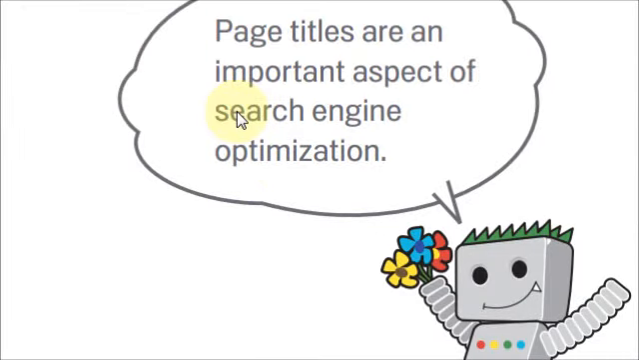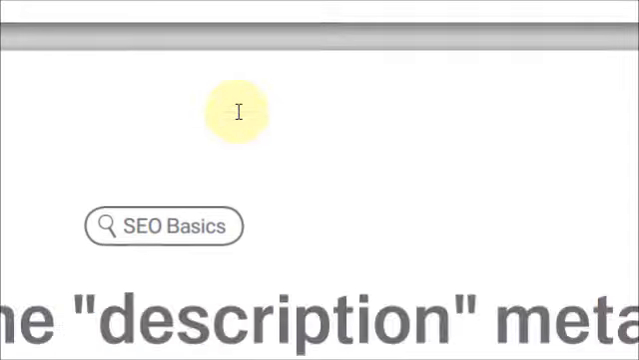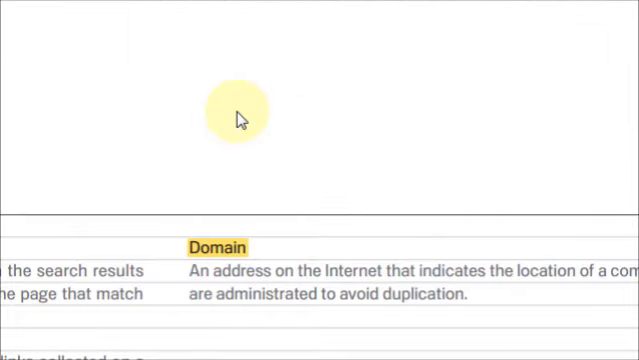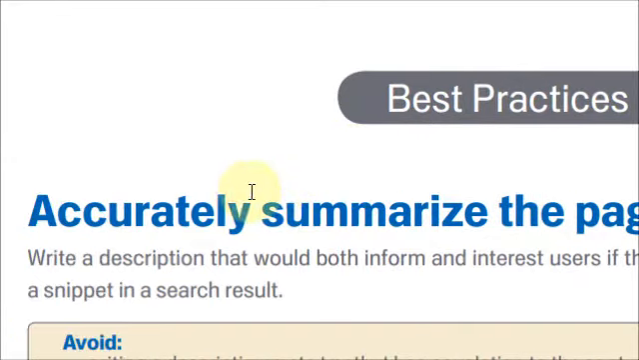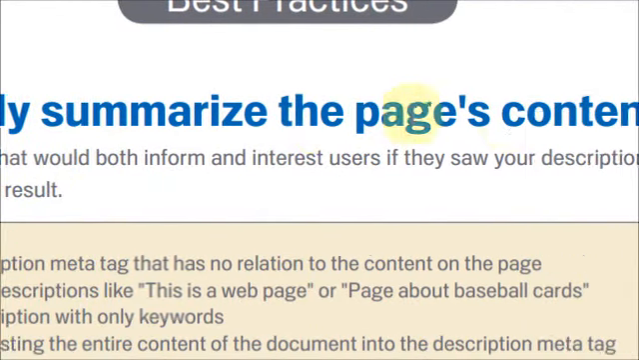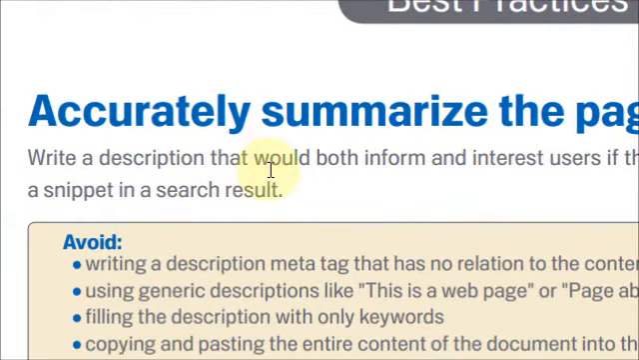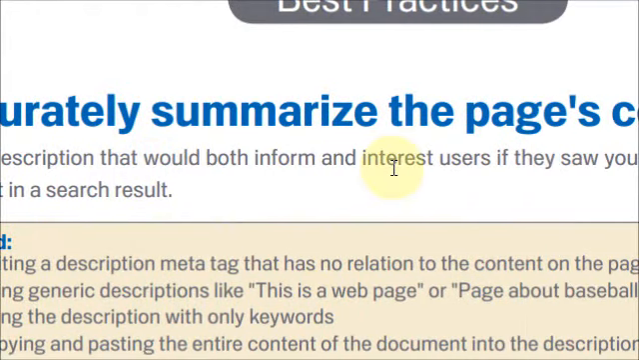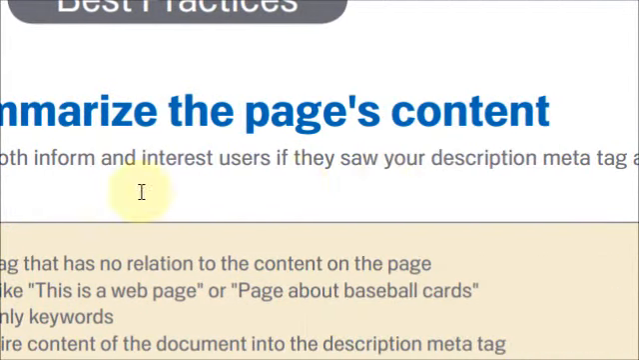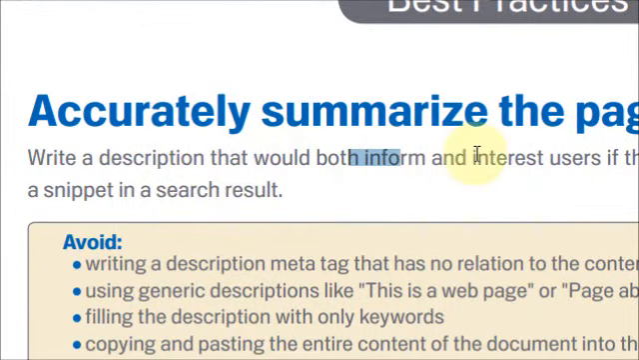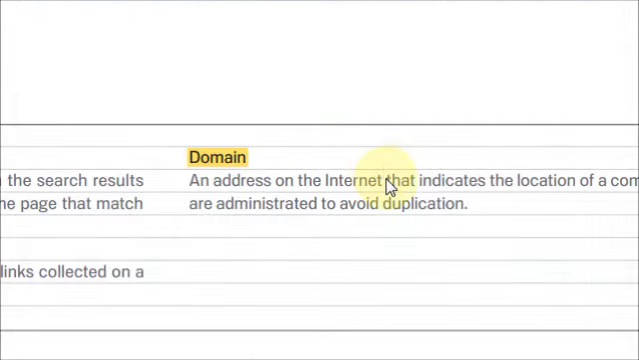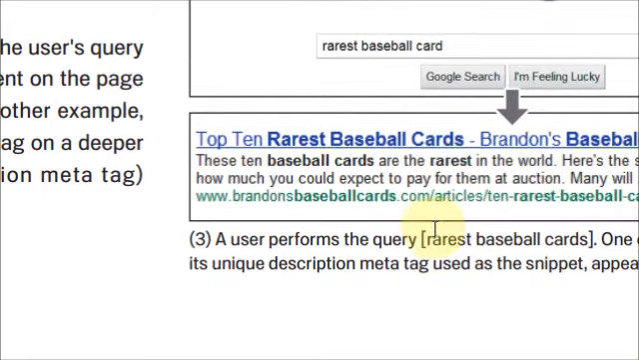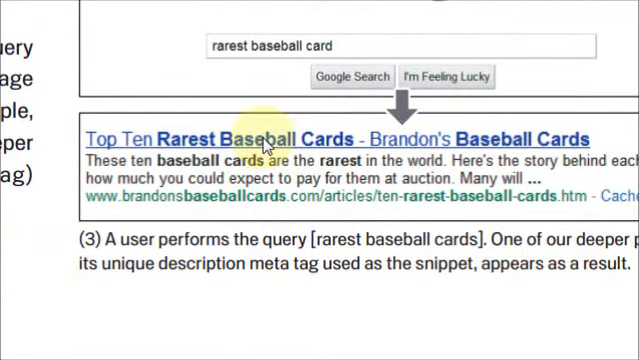Let's take a look at the description, making use of the description tag, and let's have a look at the best practices for that. Accurately summarize the page's content. Write a description that would inform and interest users if they saw your description. And this is important too, as I was talking about before, when the search engine results come up, if you have a good description and a good title, people are more likely to click on your website, right? That's what this is hinting at.